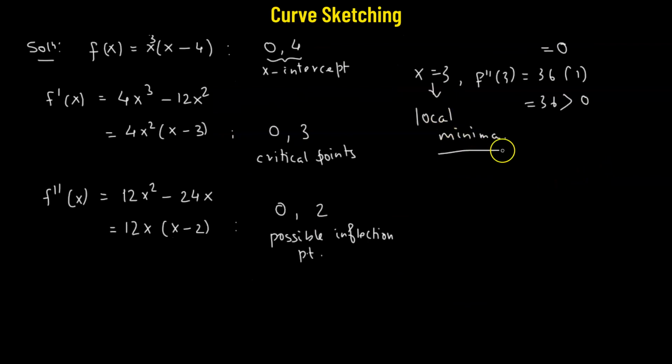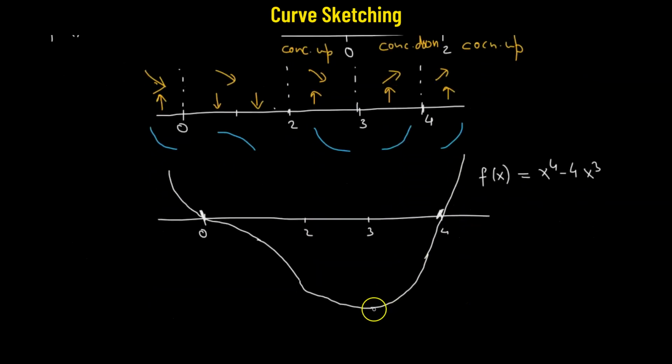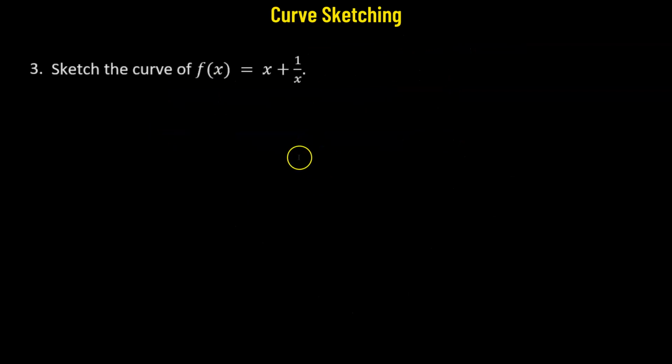There was no maximum, we only had a local minima at x equals 3. So from this picture, it's quite clear that we have a local minima at this particular point where f dash of 3 is equal to 0. So this is how we can obtain the graph. We can sketch the graph.